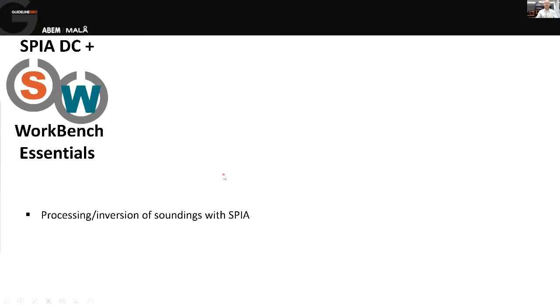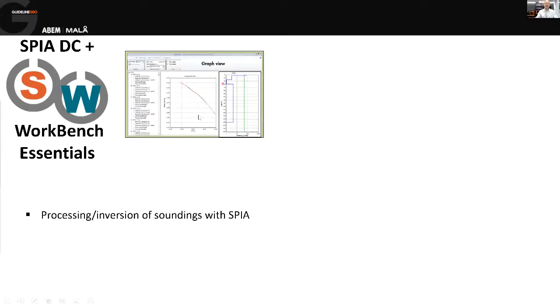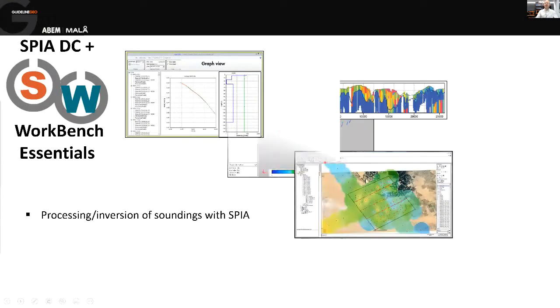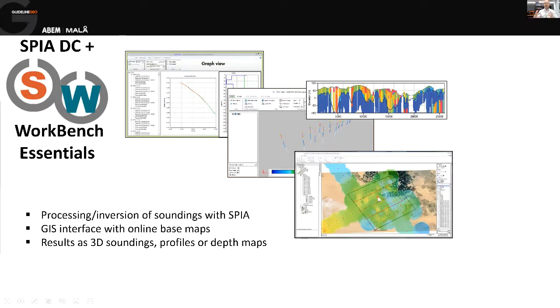If we then also add in Workbench, well, then we can take our soundings that we've processed in SPEAR and we can place them into the map in Workbench. And then we can actually do 2D profiles that do what's called a spatially constrained inversion or a laterally constrained inversion that allows us to build a block of data from those 1D soundings, which is better than just interpolating between them. We can also look at our data in 3D space, so we can get an idea of where layers are and how they change across the landscape.